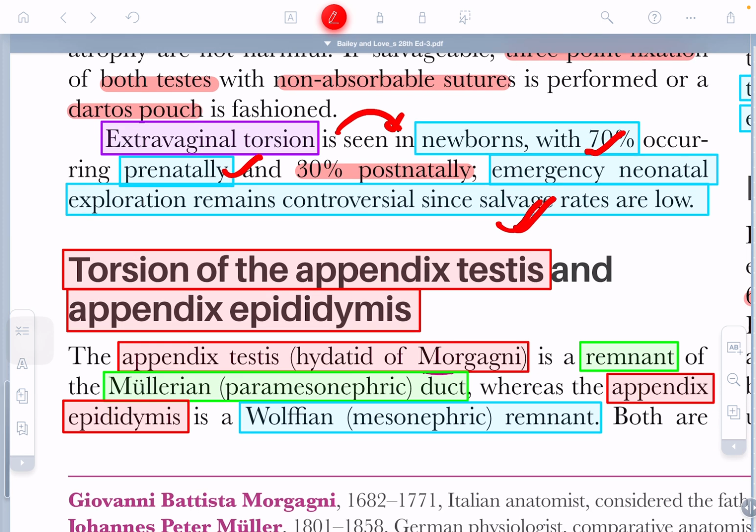So mainly I want to discuss this one: the appendix. There are actually three appendices. One appendix is in the right iliac fossa; leave that. Next we have two appendices in the scrotum: the appendix of the testis and the appendix of the epididymis. Both are remnants. The one on the testis is a remnant of the Mullerian or paramesonephric duct, the one mainly responsible for the female genital system. Whereas the appendix of the epididymis is a Wolffian or mesonephric remnant.